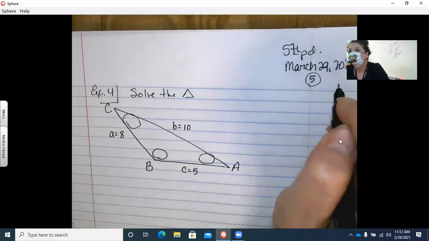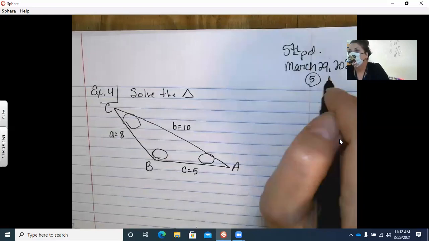For this part 1, how did you find sine A at the end? Inverse. Oh, okay. Yeah.